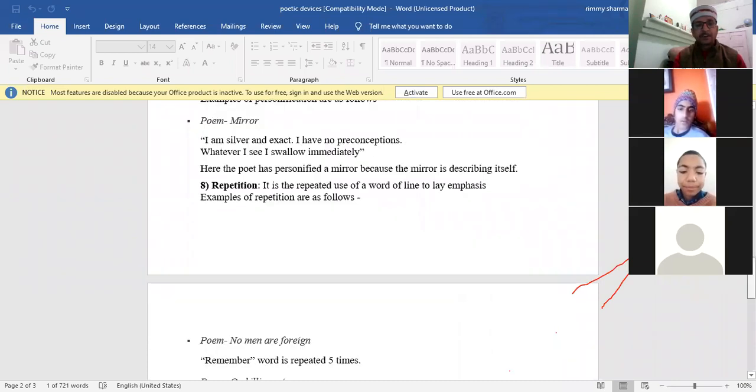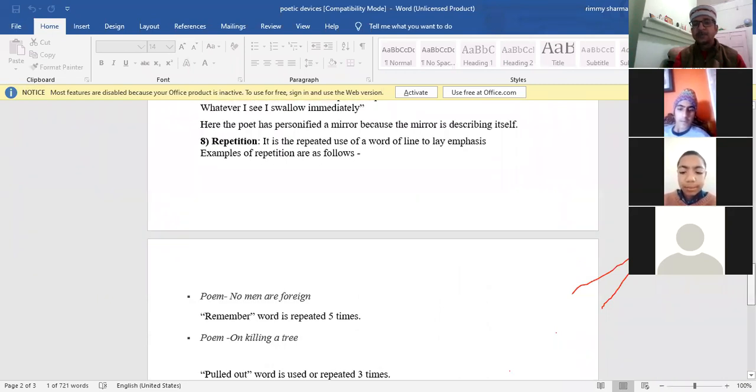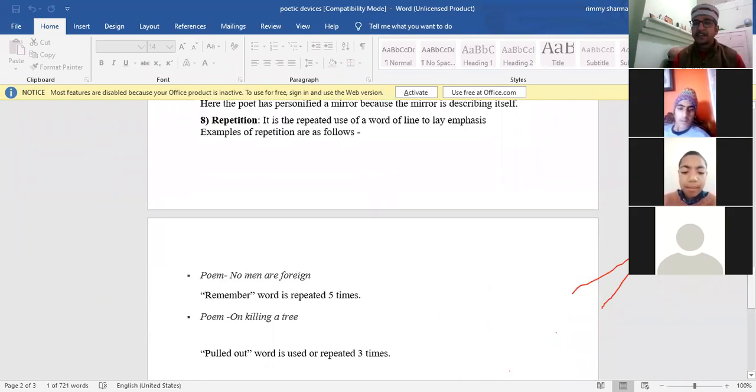Repetition is very, very easy. When anything is repeated again and again, this is repetition: the repetition of a word or a line, to lay emphasis. Why is something repeated? To lay emphasis. Why do I keep telling you every day, join the group, join Google Classroom, don't make noise? Because I want to emphasize that you don't do these things. It's good for you, it's bad for you.